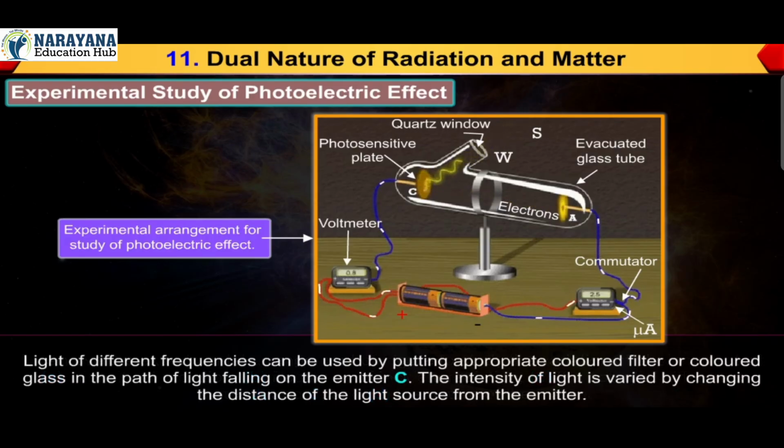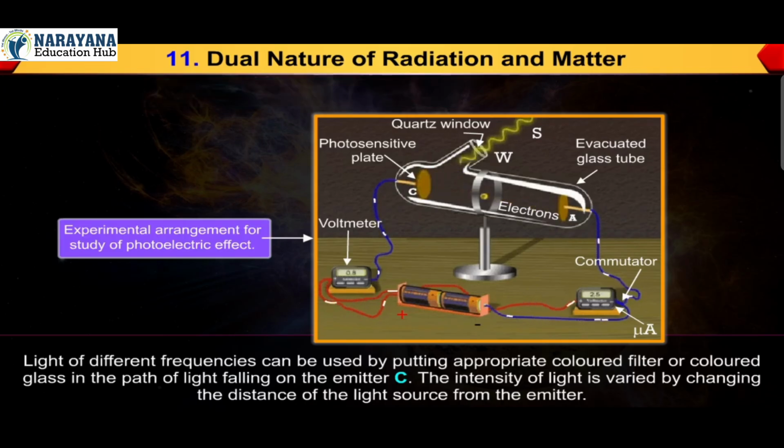Light of different frequencies can be used by putting an appropriate colored filter or colored glass in the path of light falling on the emitter C. The intensity of light is varied by changing the distance of the light source from the emitter.